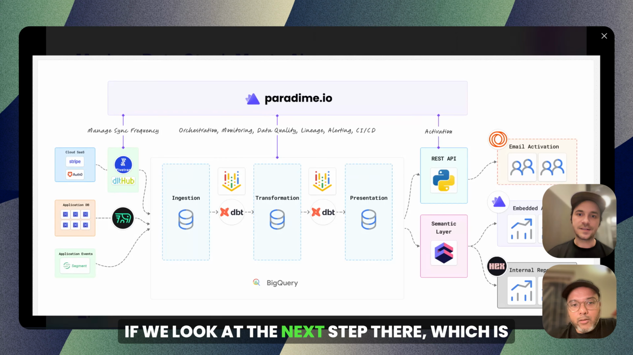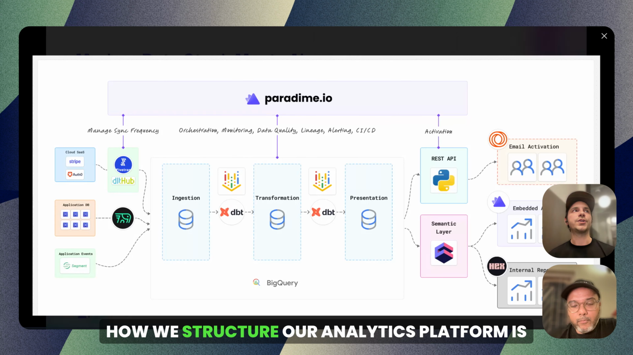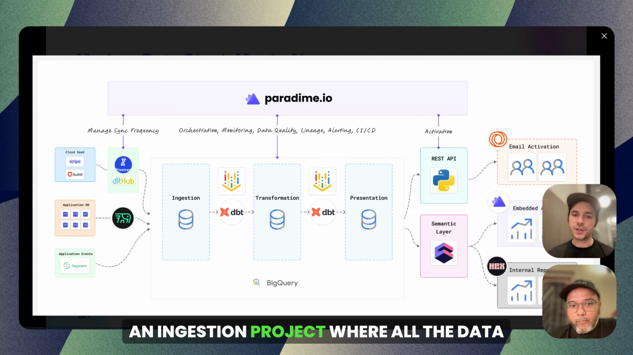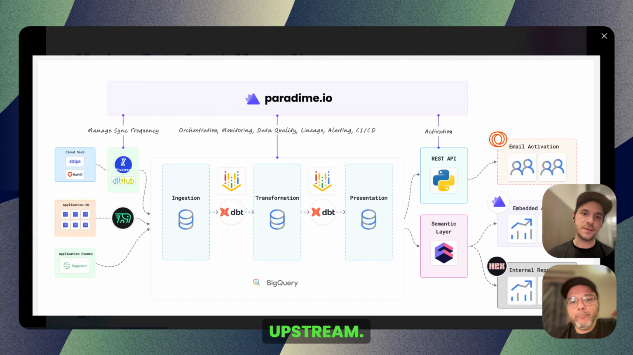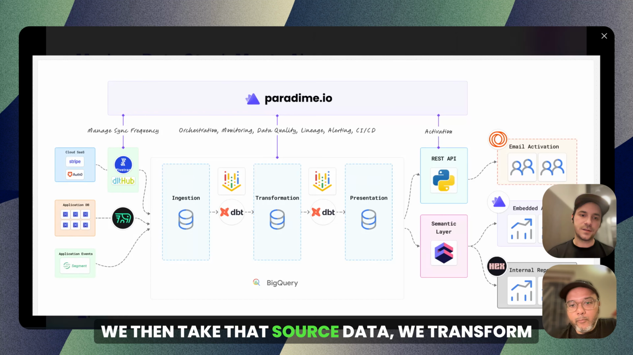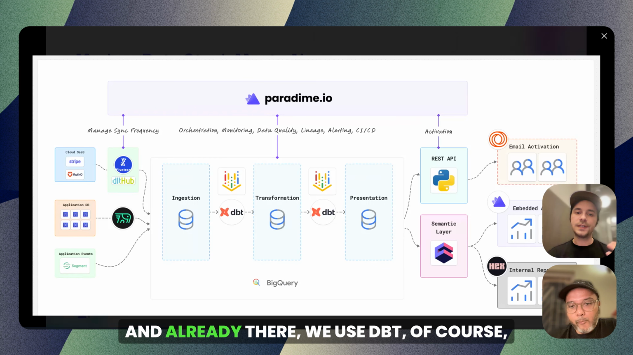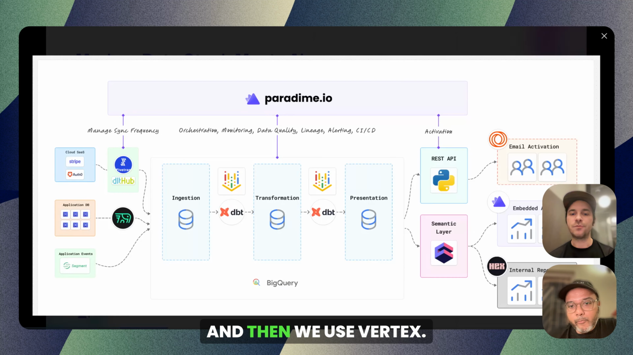If you look at the next step there, which is where the data sits in BigQuery, the way we structure our analytics platform is we have 3 separate BigQuery projects: an ingestion project where all the data lands from all these different services upstream. We then take that source data, we transform it, and that goes into its own dbt BigQuery project. And there we use dbt, of course, to write that, and Paradime to iterate, and then we use Vertex.